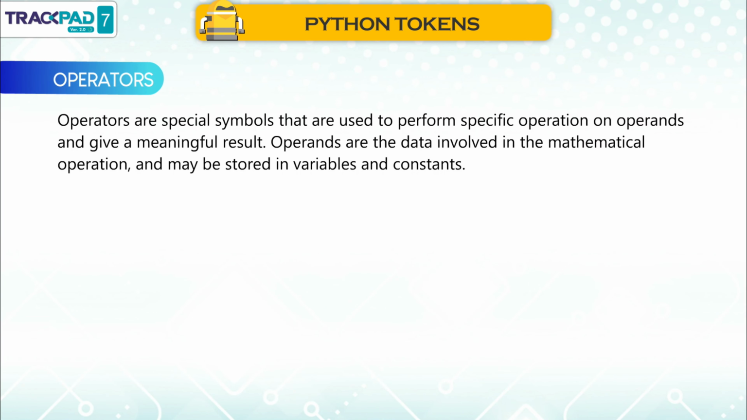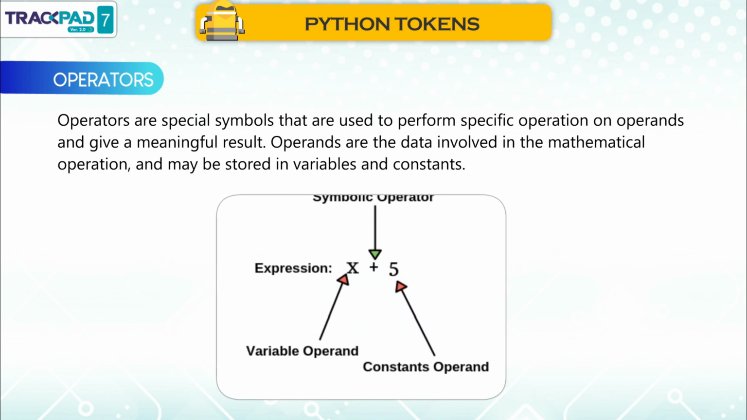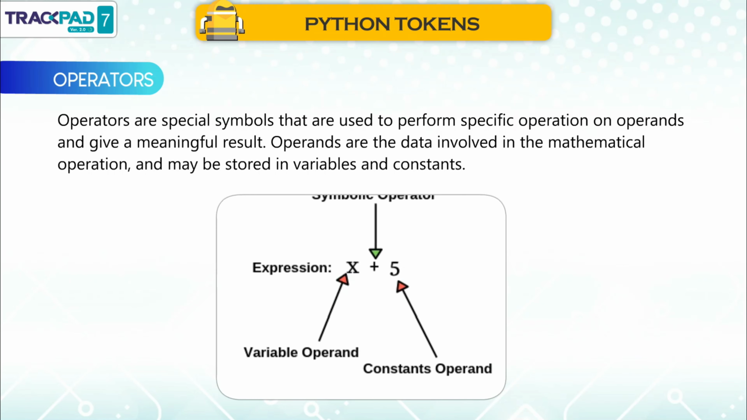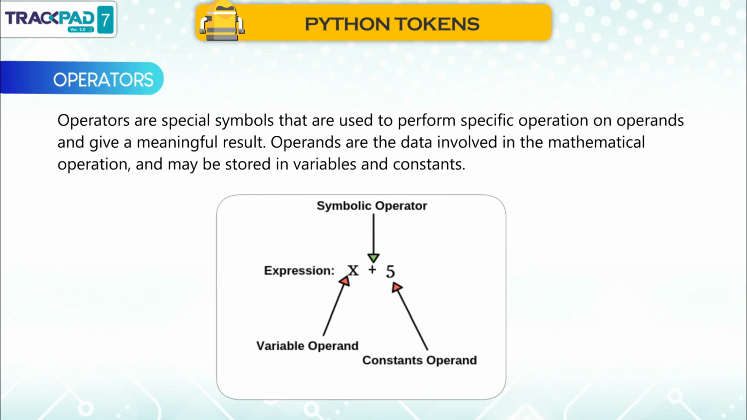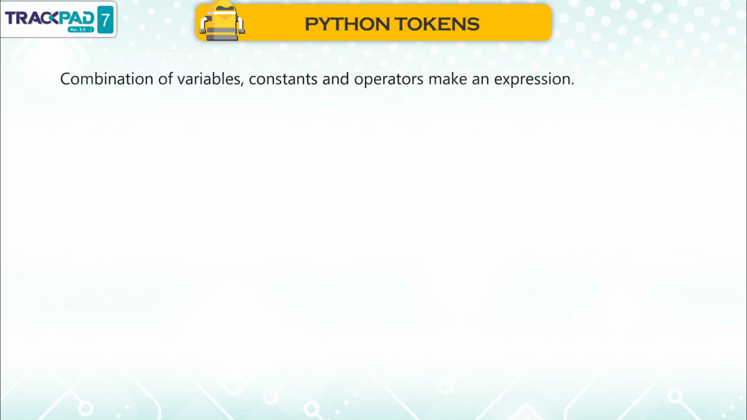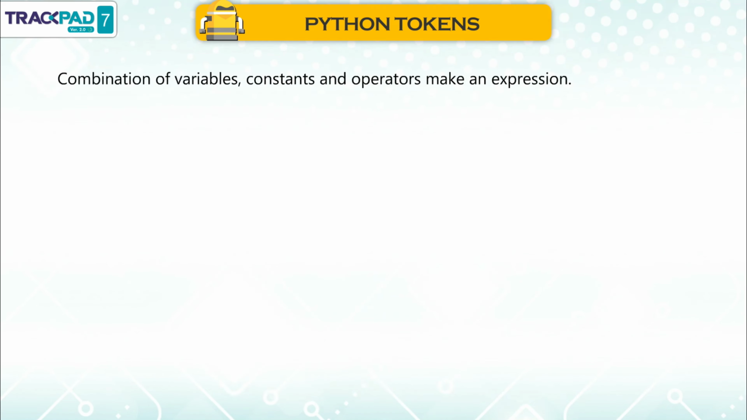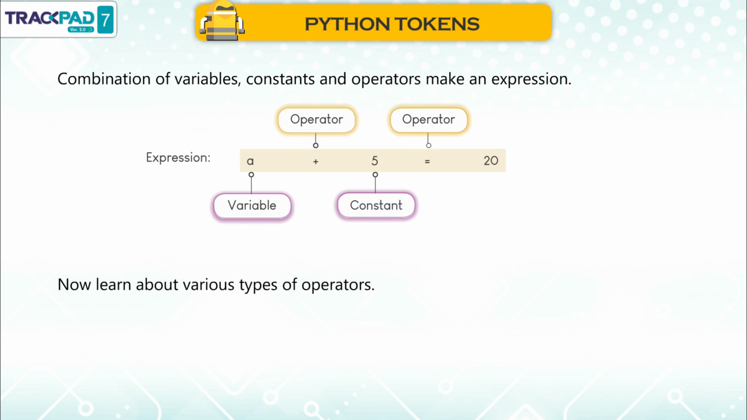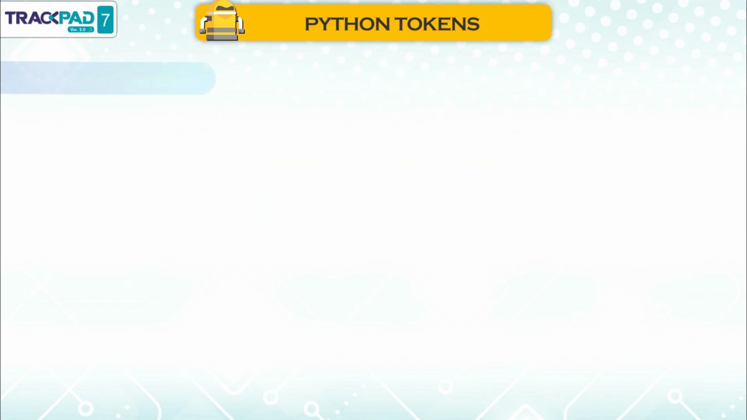Operators. Operators are special symbols that are used to perform specific operations on operands and give a meaningful result. Operands are the data involved in the mathematical operation and may be stored in variables and constants. A combination of variables, constants, and operators makes an expression. Expression: a + 5 = 20. Here, a is a variable, plus is an operator, 5 is a constant, and equal to is an operator. Now learn about various types of operators.